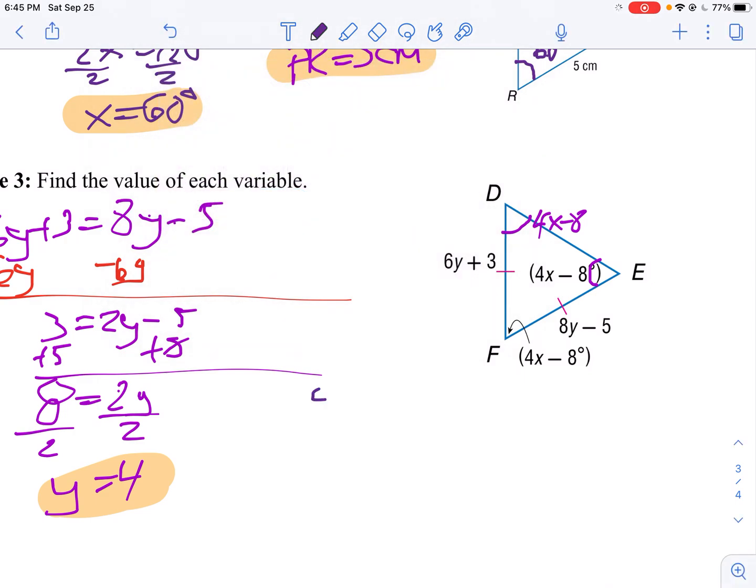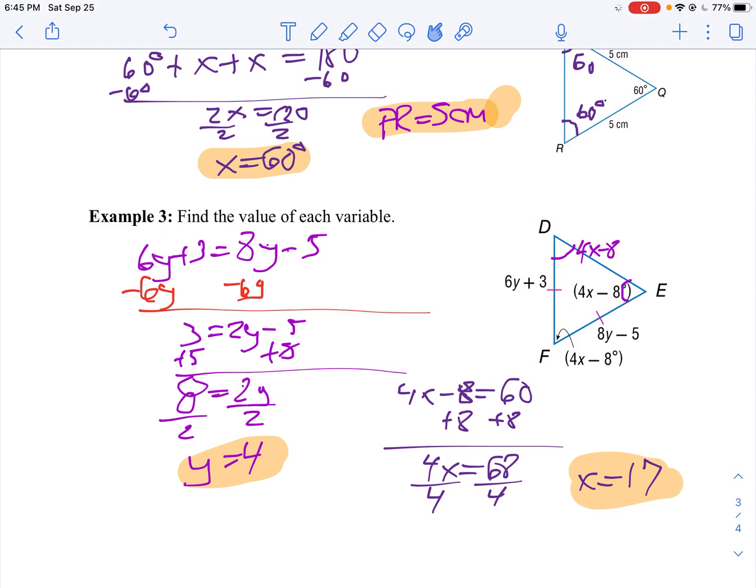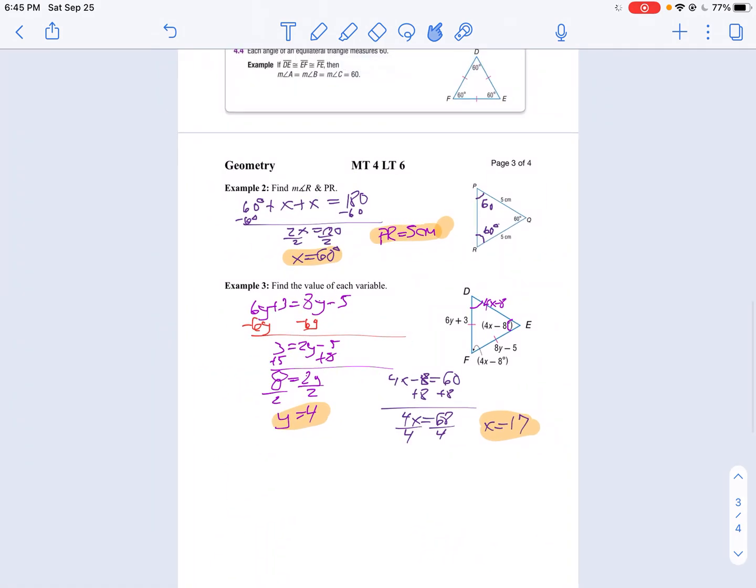So I can say 4x minus 8 must be equal to 60 degrees. We'll add 8 to both sides. 4x equals 68. Divide both sides by 4. So x is going to be 17. And that's how you would have solved problems that are similar to this one, just by using the properties. Remember, use properties, not how it looks.